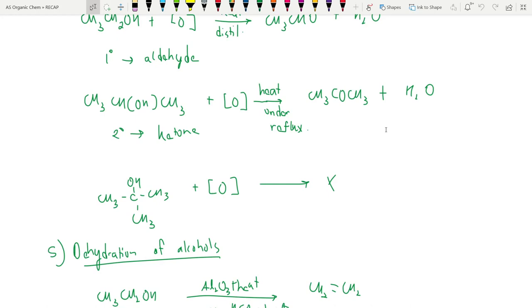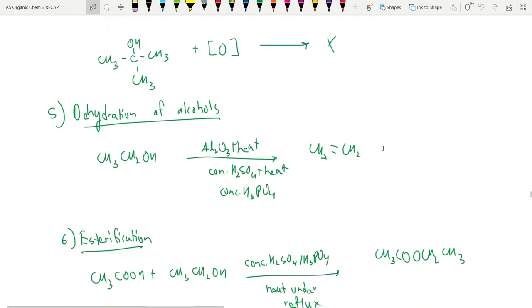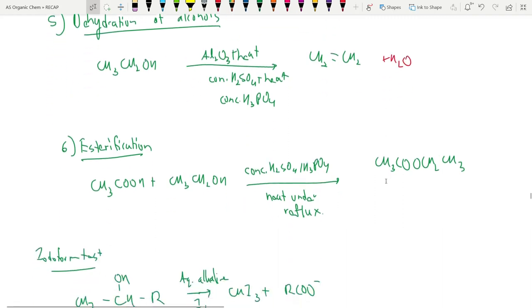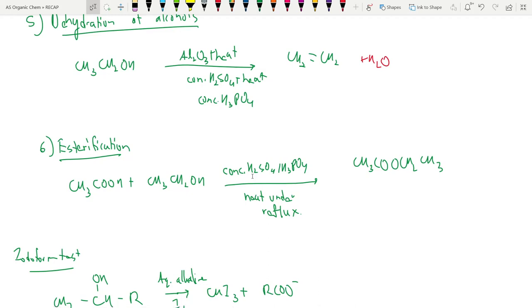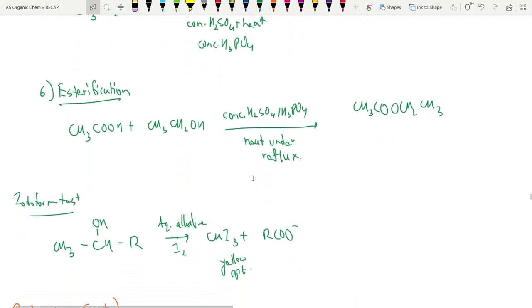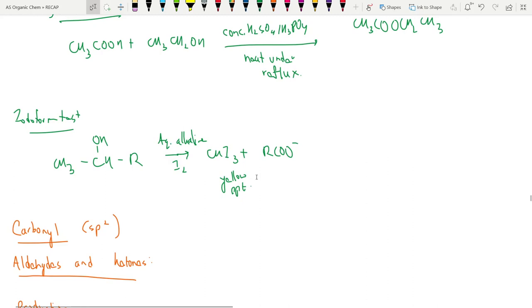So they also undergo dehydration. We have three routes for dehydration: alumina plus heat, concentrated H2SO4 plus heat, and concentrated H3PO4. You will see that this one does not require heat, okay, for dehydration. We will get one molecule of water afterwards. So for esterification, alcohols react with carboxylic acids in the presence of a few drops of concentrated H2SO4 and heat under reflux to form the ester. So some secondary alcohols can be identified by the iodoform test. We're going to get a yellow precipitate. More on this later when I discuss carbonyl.